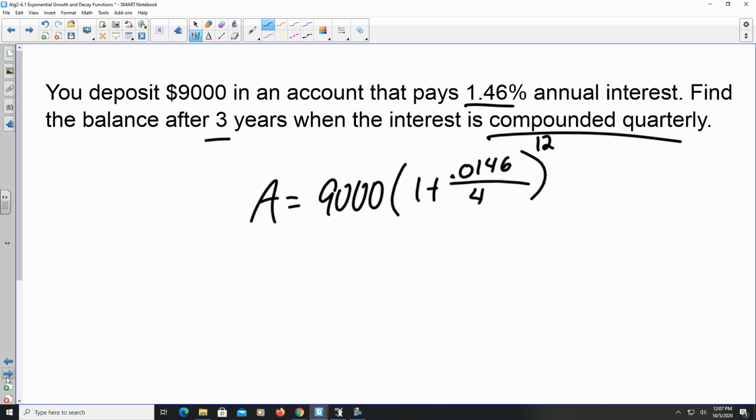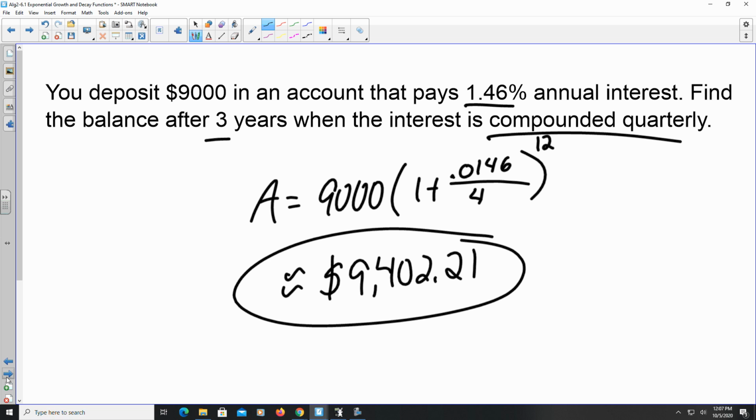So we have all values here, no variables on the right hand side. So after doing all of the math here, it comes out to about $9,402.21. And that is being able to use exponential growth and decay functions.